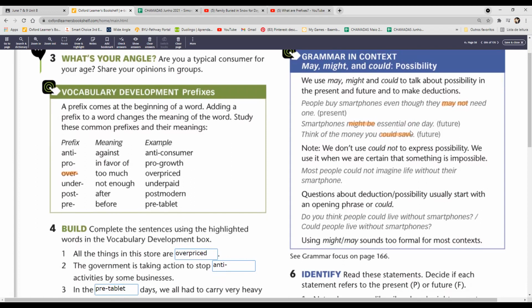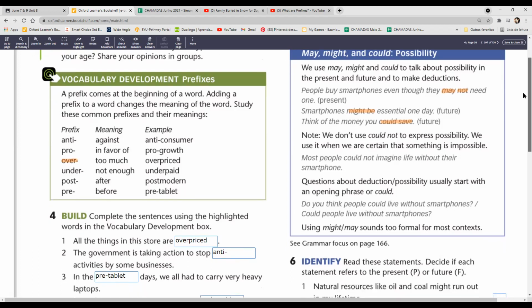Smartphones might be essential one day. So we are talking about a future possibility. And here again, think of the money you could save. Okay. So note, we don't use could not to express possibility. We use it when we are certain that something is impossible.